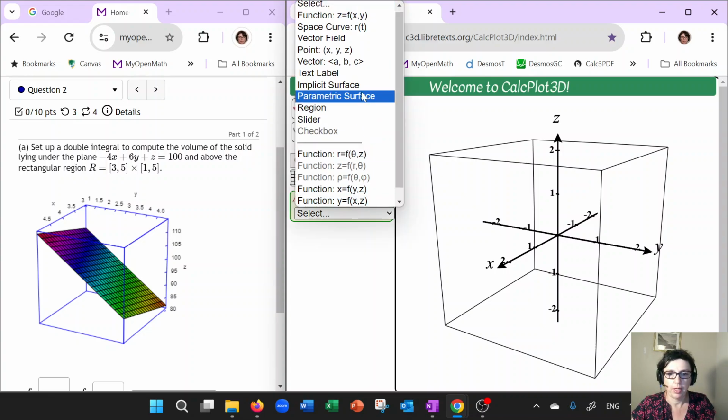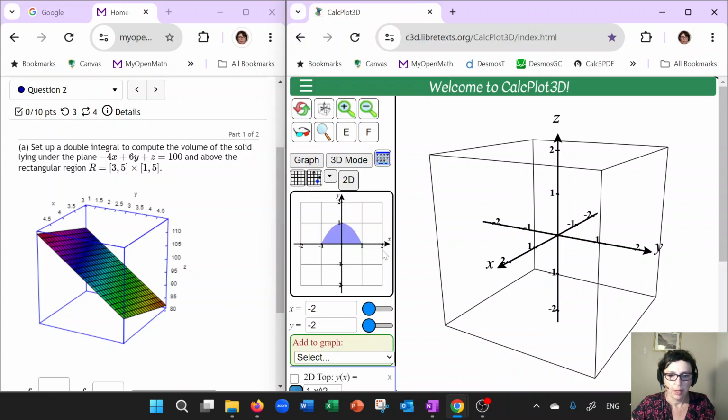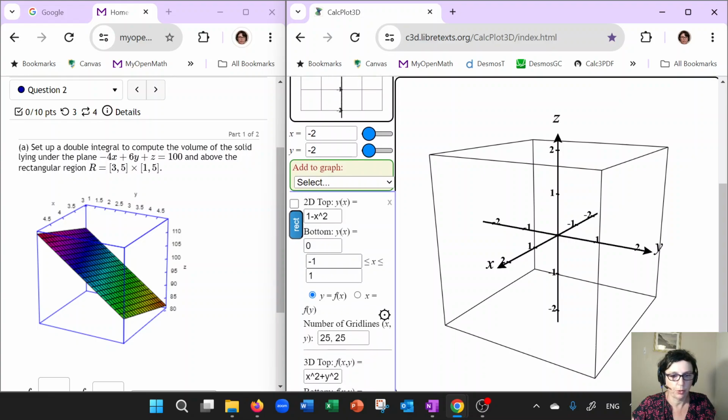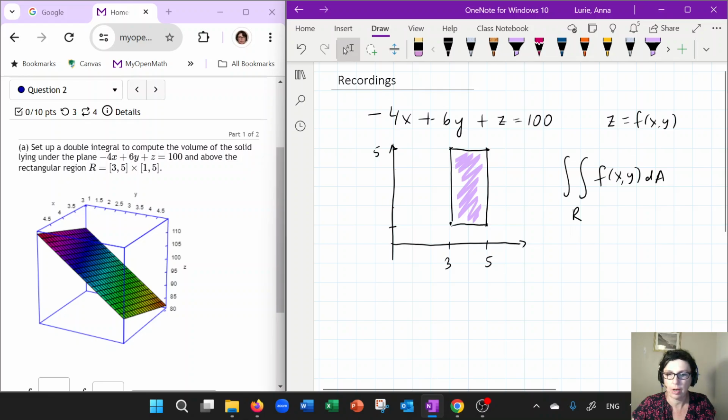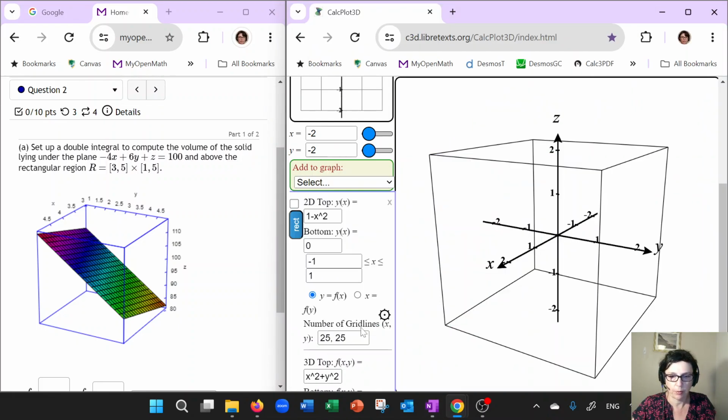I'm going to go ahead and add a region. Now I need to define the 2D top. If you look at the graph of this rectangle, that's going to be y equals 5, and the bottom is going to be y equals 1. So that's what I will need to set here. The top is going to be 5, and the bottom is going to be 1. And then x is going to change between 3 and 5. So that's going to be my rectangle.